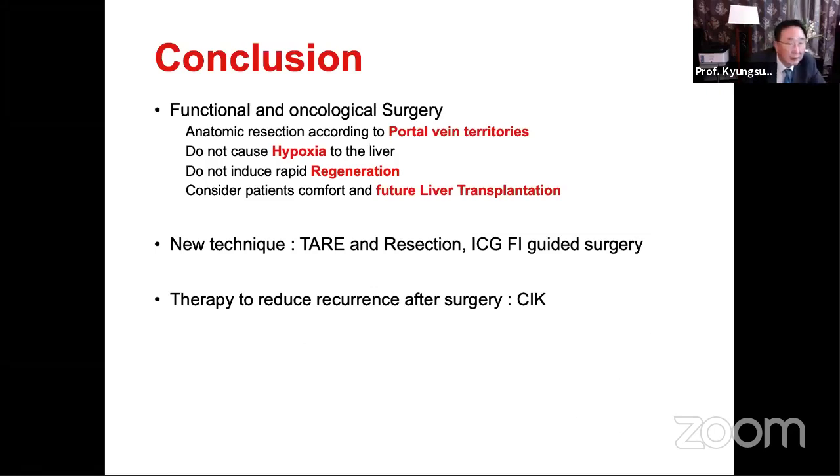Thank you very much for your excellent presentation. Many new ideas for the surgeons. Well, maybe we can answer some questions. Are there any questions from the audience?